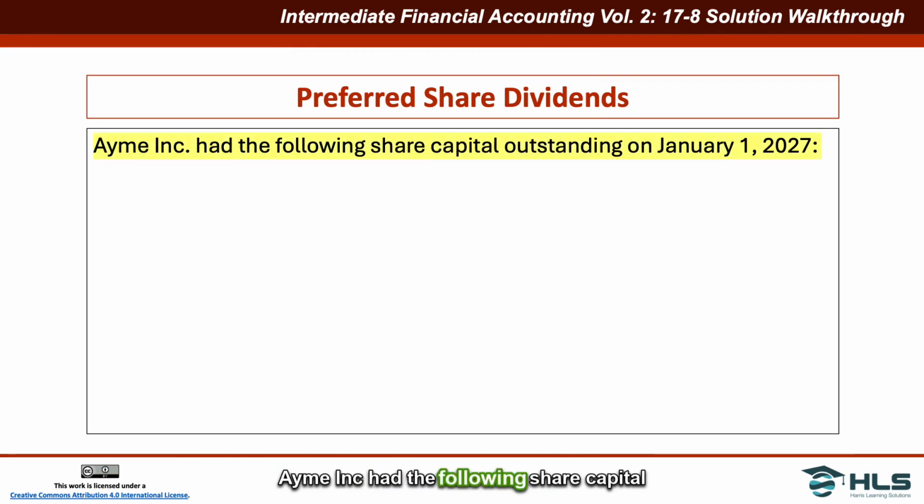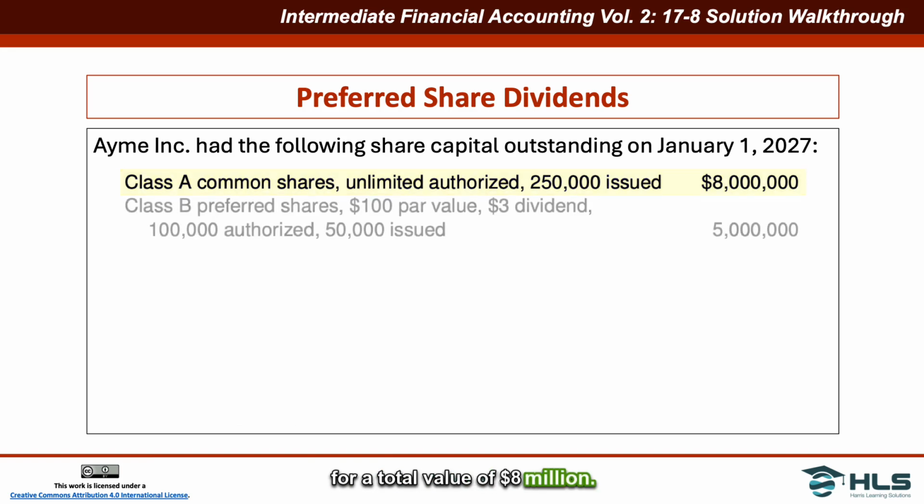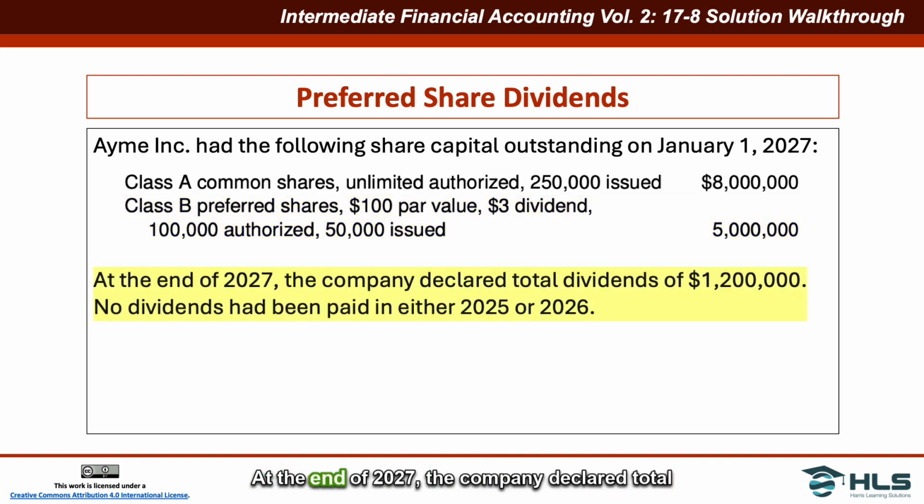AIM Inc. had the following share capital outstanding at January 1st, 2027. It had Class A common shares, unlimited authorized, 250,000 issued, for a total value of $8 million. It also had Class B preferred shares, $100 par value, $3 dividend, 100,000 authorized, and 50,000 issued, for a total of $5 million. At the end of 2027, the company declared total dividends of $1,200,000, and no dividends had been paid in either 2025 or 2026.